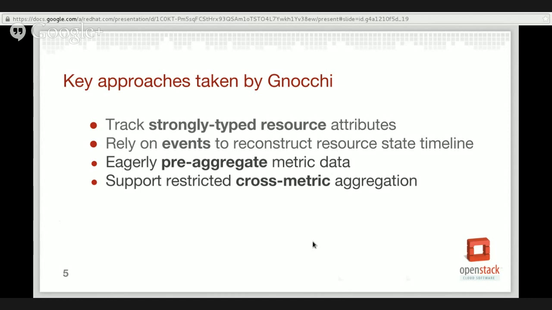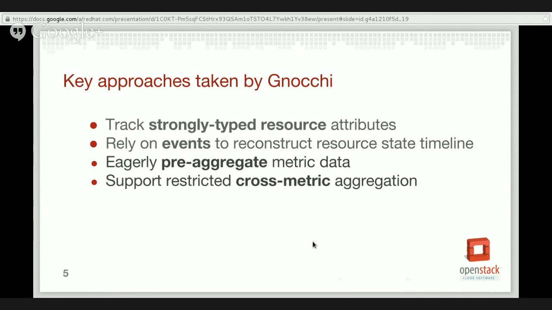Now, what do we lose when we don't actually snapshot the resource metadata that we previously would have stored in classic Ceilometer? Well, we lose that ability to track the resource state timeline. So basically the ability, for example, to say for a particular instance, it was active from this point in time to another point in time, then it was suspended for a while, then it was active again.